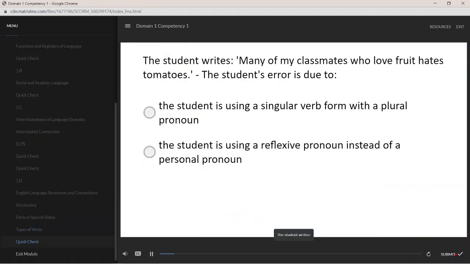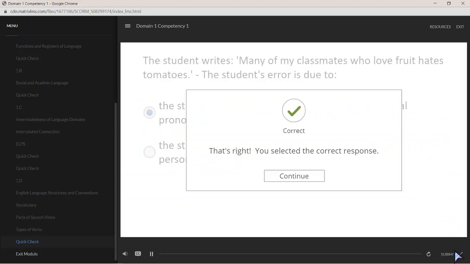The student writes, "Many of my classmates who love fruit hates tomatoes." The student's error is due to: 1. The student is using a singular verb form with a plural pronoun, or 2. The student is using a reflexive pronoun instead of a personal pronoun. The correct answer is 1. The student is using a singular verb form with a plural pronoun.